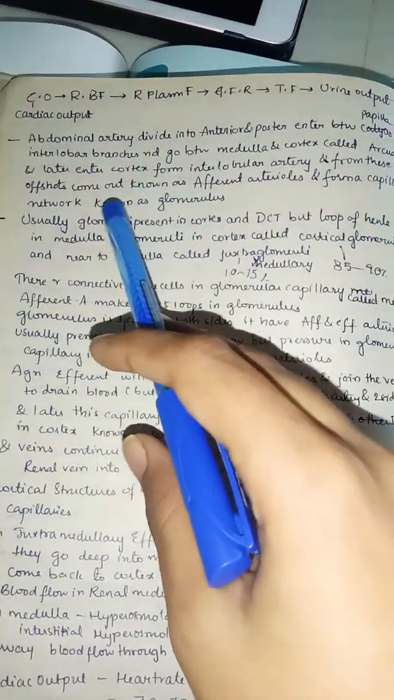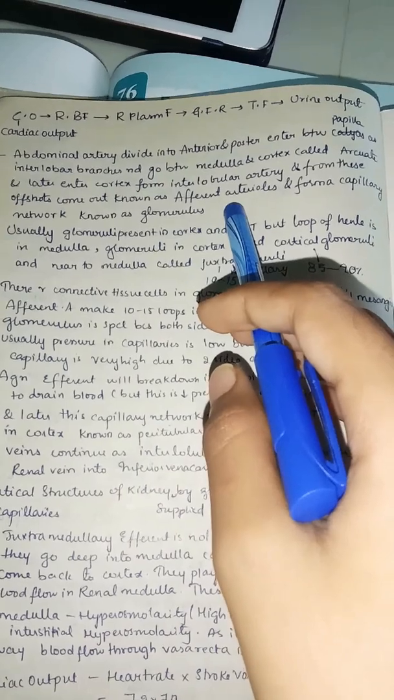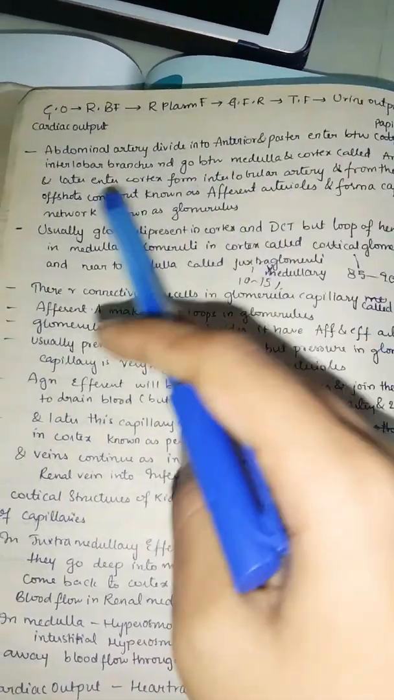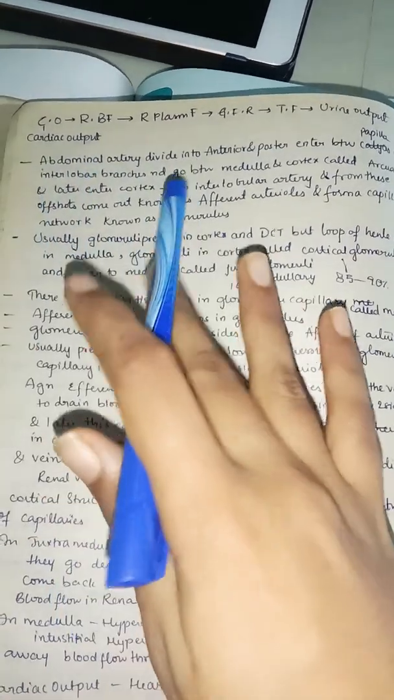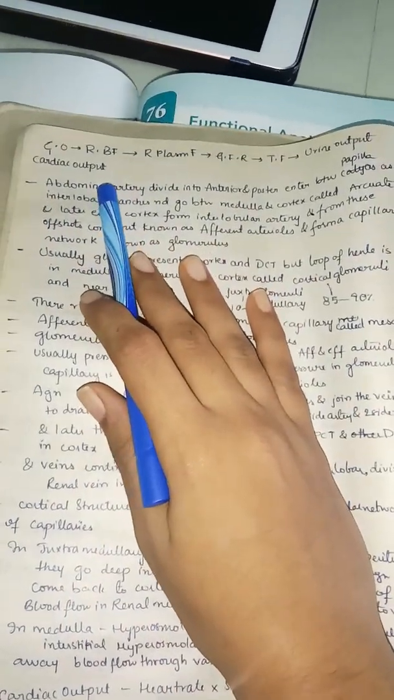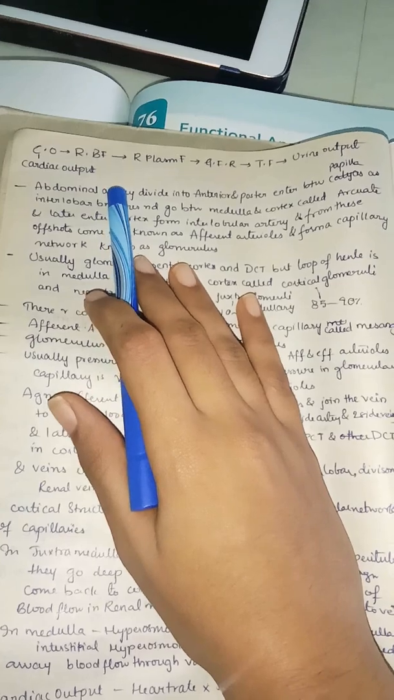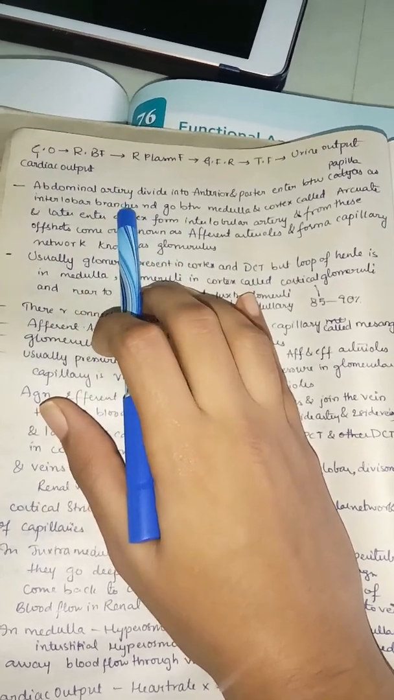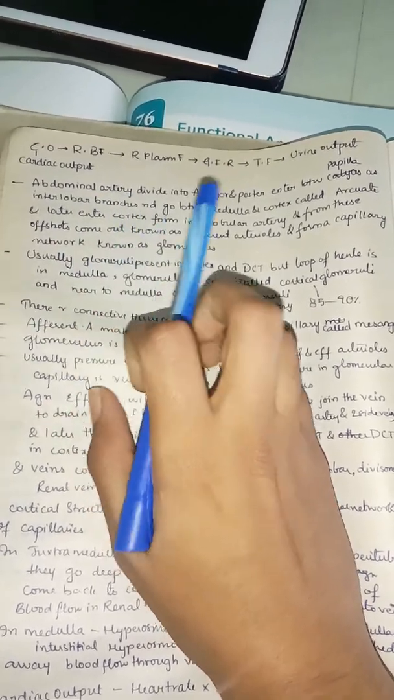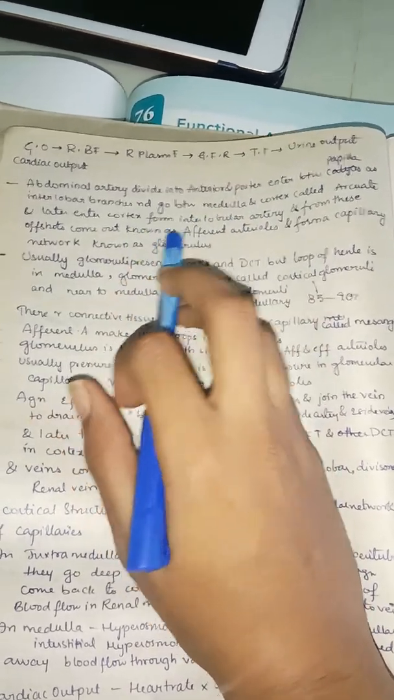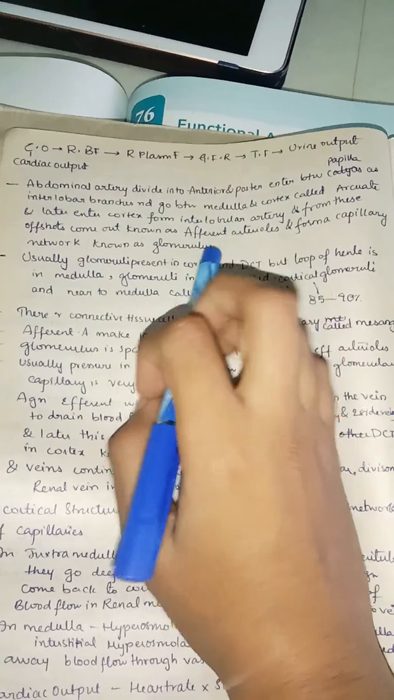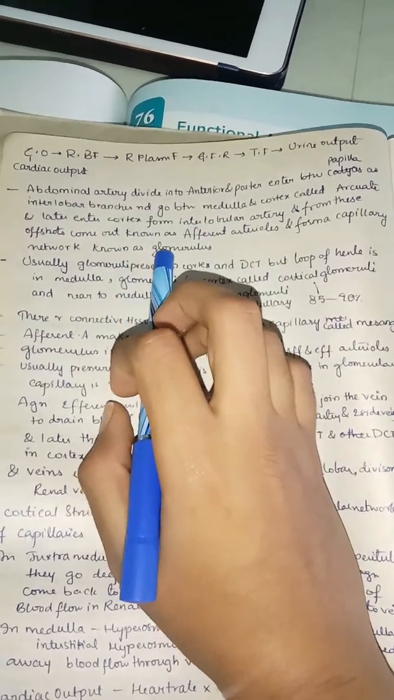And from this, offshoots come out known as efferent arterioles, and the efferent arterioles form a capillary network known as the glomerulus. So let us revise it. First, from the abdominal aorta to the lobar artery, interlobar artery to the arcuate artery to the interlobular artery, finally to the afferent arteriole. The afferent arteriole forms a capillary network, finally known as the glomerulus.